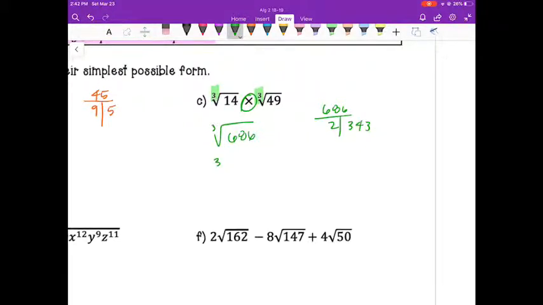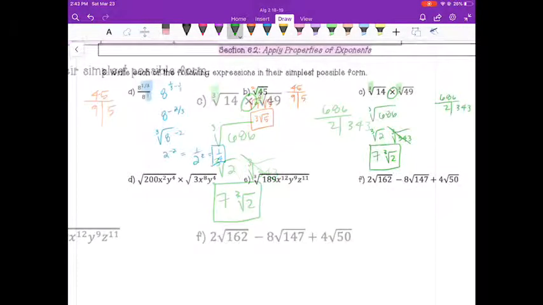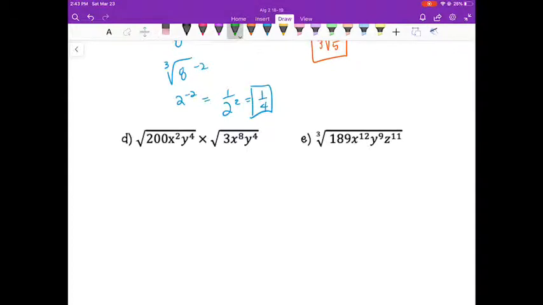The cubed root of 343 is going to give us 7. So I've got the cubed root of 2 and the cubed root of 343, which is just a 7. 7 times the cubed root of 2. Okay, and then example D, same idea, where since we're multiplying like radicals, we can combine what's underneath our radical.